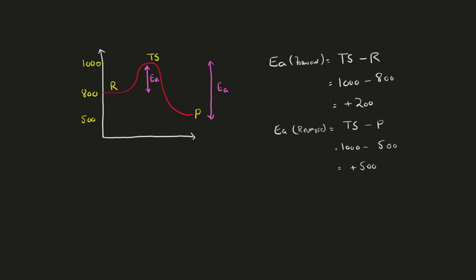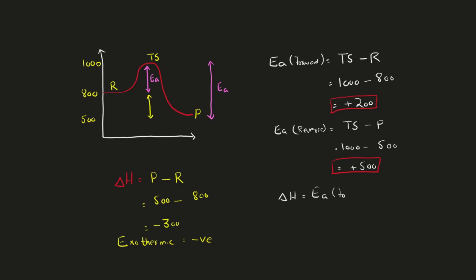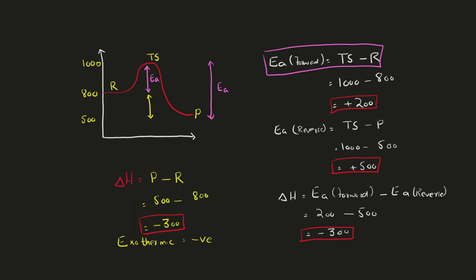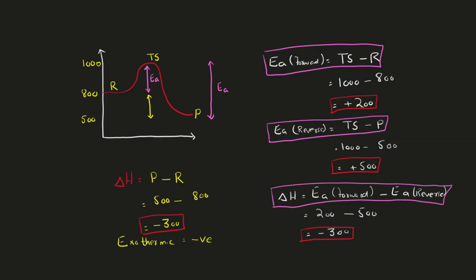Now, let's find out the enthalpy of the reaction. So it's 500 minus 800, we get negative 300. The negative sign shows that the reaction is exothermic. We can also calculate the enthalpy of the reaction by forward activation energy minus reverse activation energy. So 200 minus 500 gives negative 300, which is the same as we calculated previously. You just have to remember these four equations as they are really helpful in your exams. This is just a one step reaction.